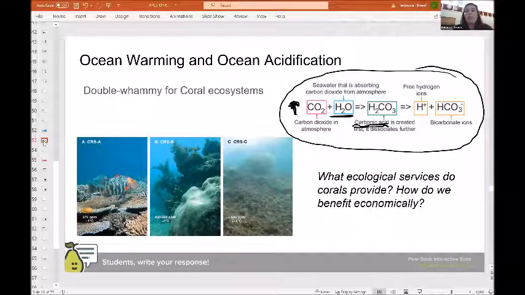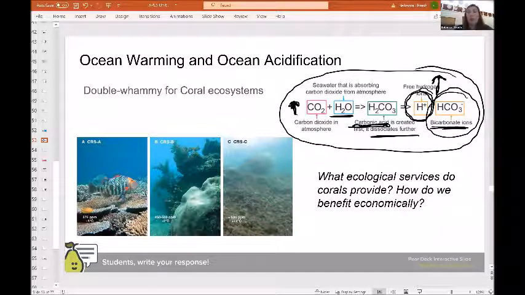Well, once this carbonic acid is produced, it's going to further dissociate. This is what produces more free hydrogen ions in the water, and then these bicarbonate ions. Once you have an increase in hydrogen, it causes the pH of the ocean to drop, and then it keeps the bicarbonate from being able to be absorbed by the coral. So it just makes it that much harder for them to sequester enough carbonate to make up their calcium carbonate skeletons.